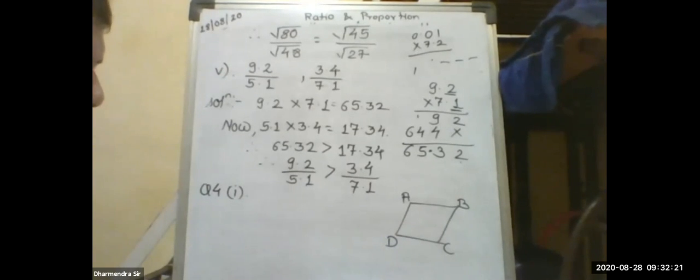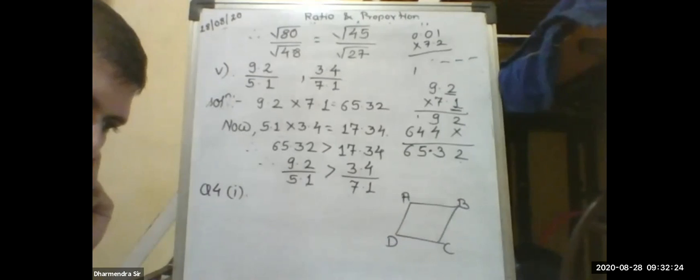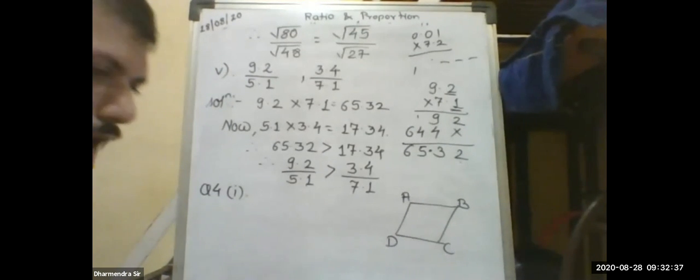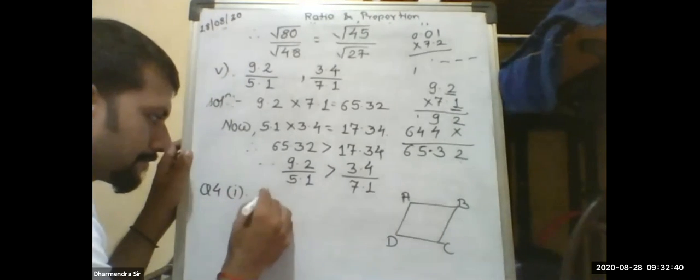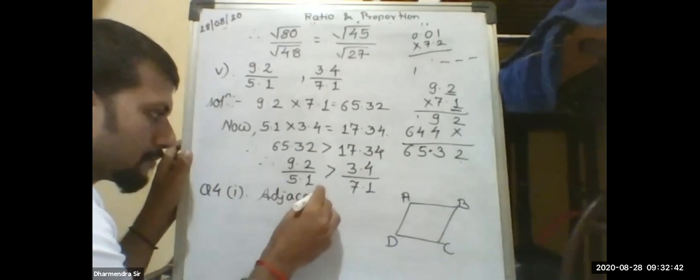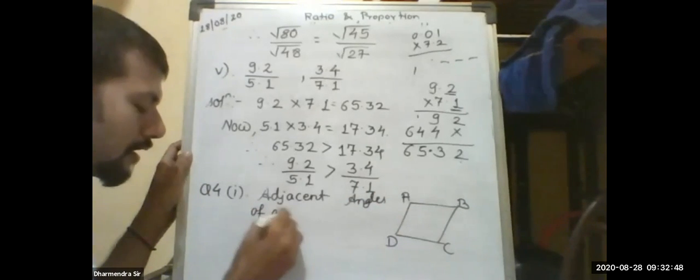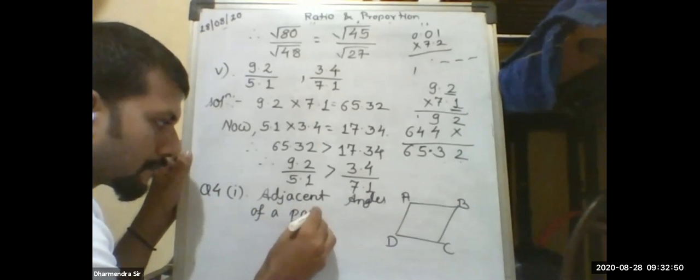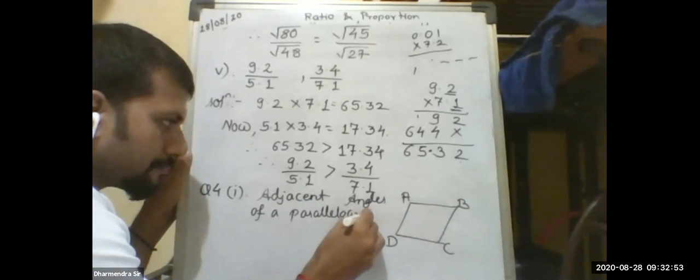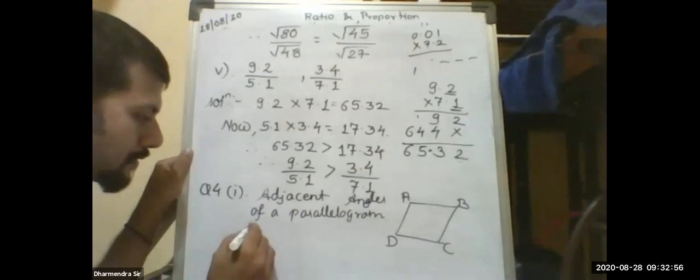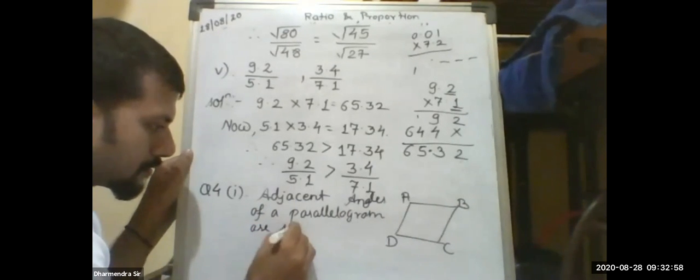So the property says that if we are having two adjacent angles, then they give me a sum of 180 degrees. Or you can say adjacent angles of a parallelogram are supplementary.